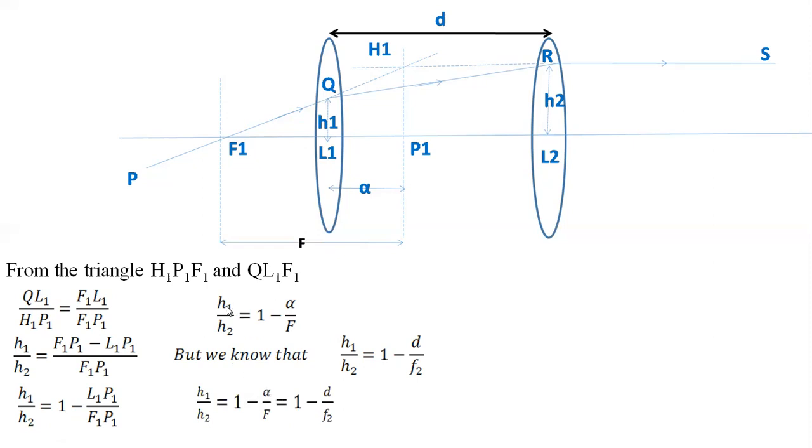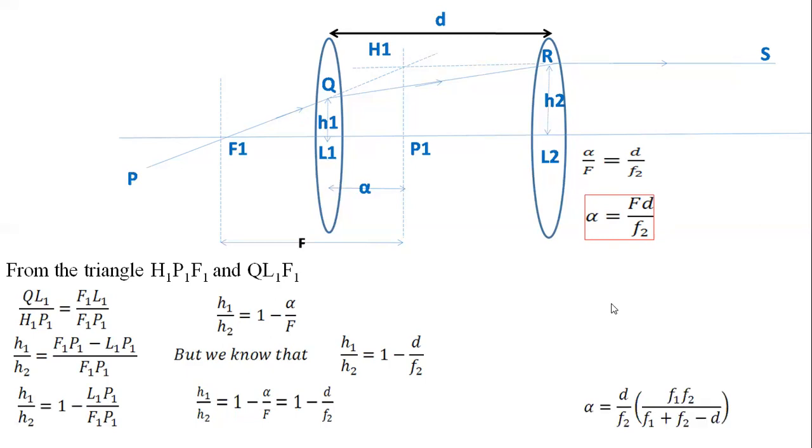Therefore, you have to equate the values of H1 by H2 and H1 by H2. Then 1 minus alpha by F is equal to 1 minus d by F2. Here the 1 gets cancelled. We get alpha by F is equal to d by F2. Therefore, alpha is equal to F into d divided by F2. Now, this is the alpha.